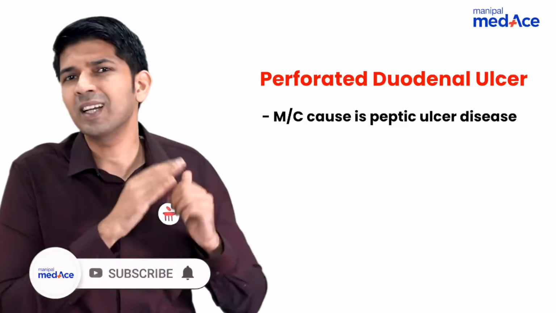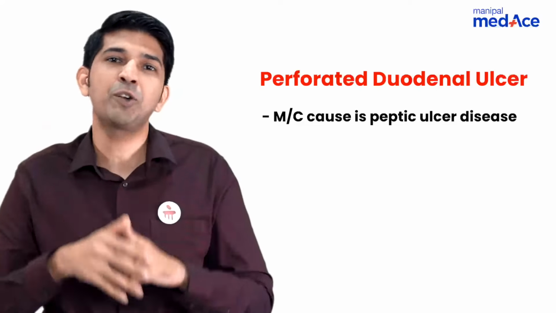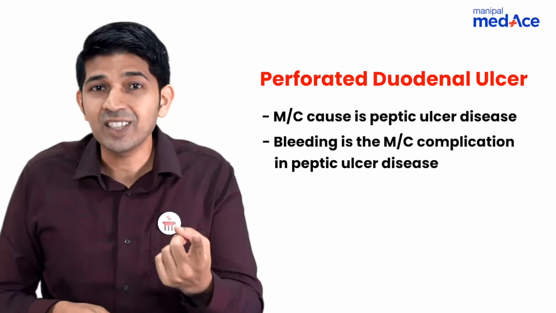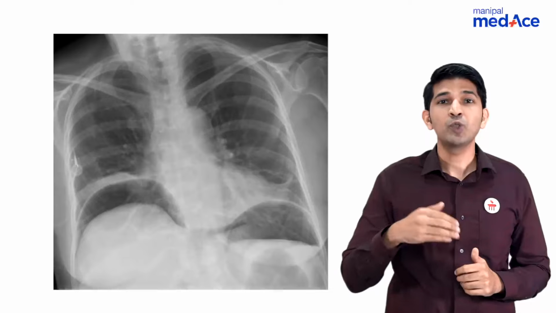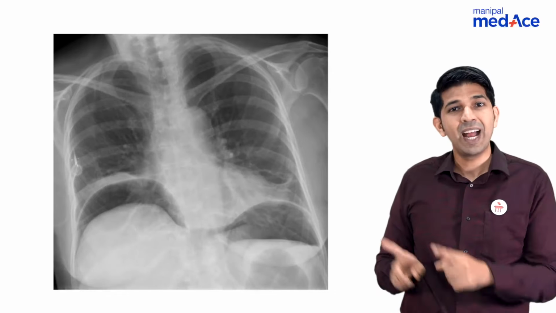Now just digressing a little bit. If they ask you which is the most common complication of peptic ulcer disease, then the answer is going to be bleeding. Okay, so the posterior ulcers bleed and the anterior ulcers perforate, and this is how the X-ray is going to look.